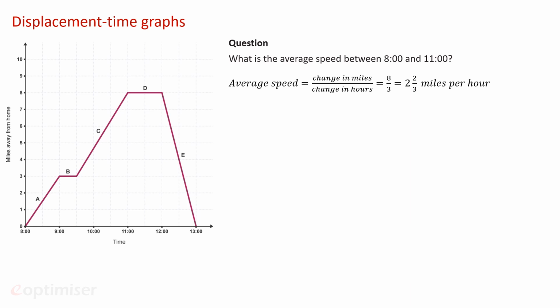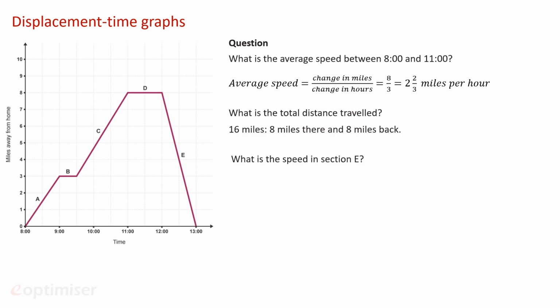It doesn't mean you traveled at 2 and 2/3 miles per hour at every moment, but on average you traveled at this speed. So what is the total distance traveled? He starts at 8 o'clock, moves away up to 8 miles, then returns home. That means he has to travel another 8 miles back home. So 8 plus 8, 16 miles he has traveled.